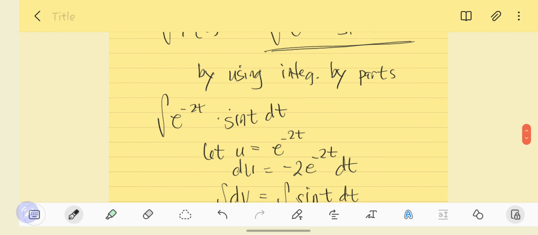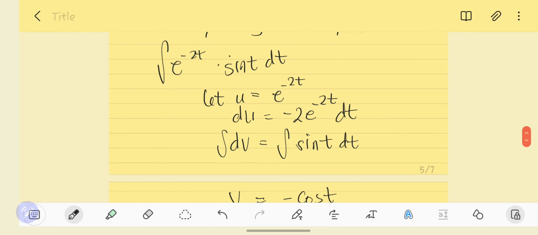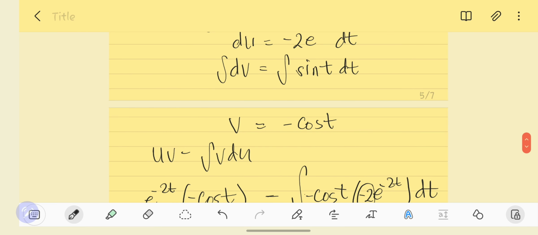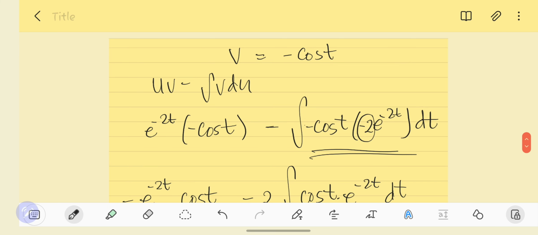By using integration by parts, let u is equal to e to the negative 2t. Our du becomes negative 2 e to the negative 2t dt. Then let dv is equal to sine t dt, and the integral of that is negative cosine t. Substituting into uv minus the integral of v du: e to the negative 2t times negative cosine t, minus the integral of negative cosine t times negative 2 e to the negative 2t dt.